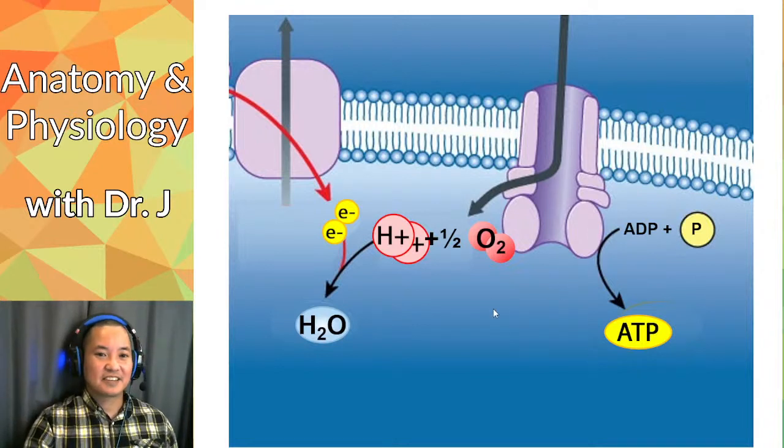The whole purpose here is that you use those electrons to move this whole system. This overall process is called oxidative phosphorylation, because you're adding phosphate to ADP, and then you're finally generating ATP.